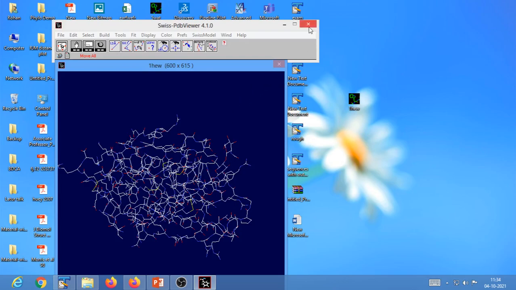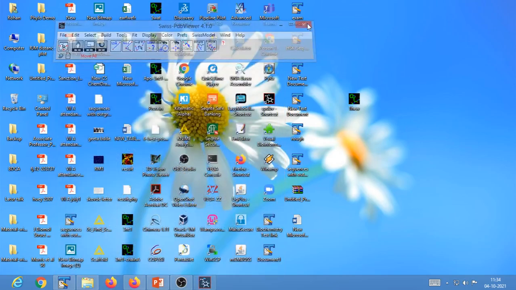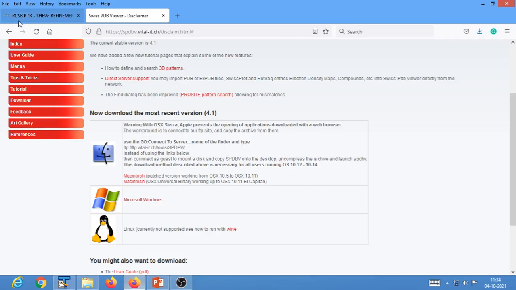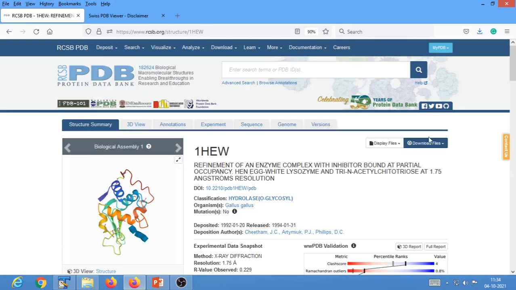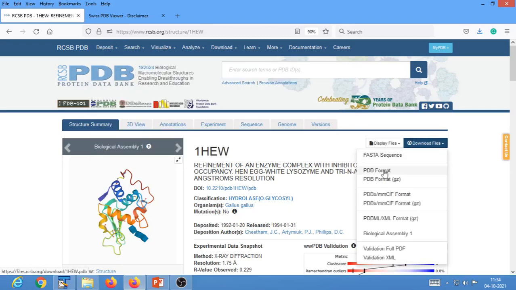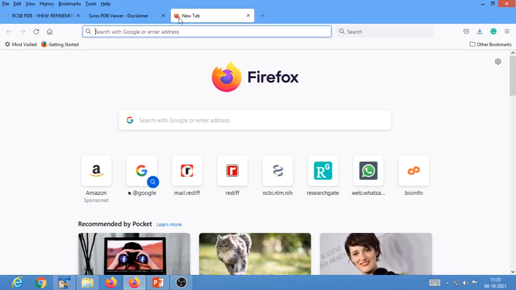Okay, now if you recall, we have downloaded our protein structural information in text format. Here is what you can download from here. We have downloaded that structural information in text format. Since it is saved in text format, you would also require a text editor for visualizing the text information.